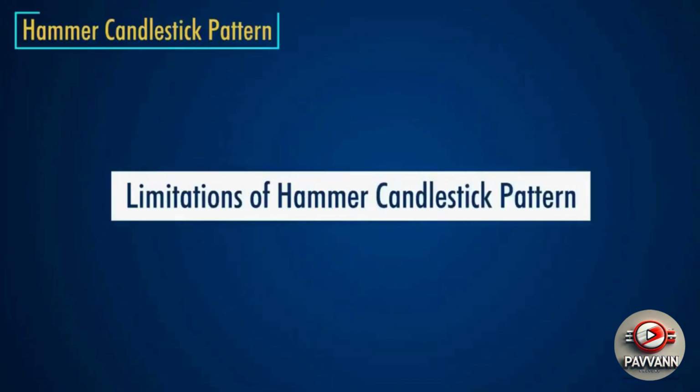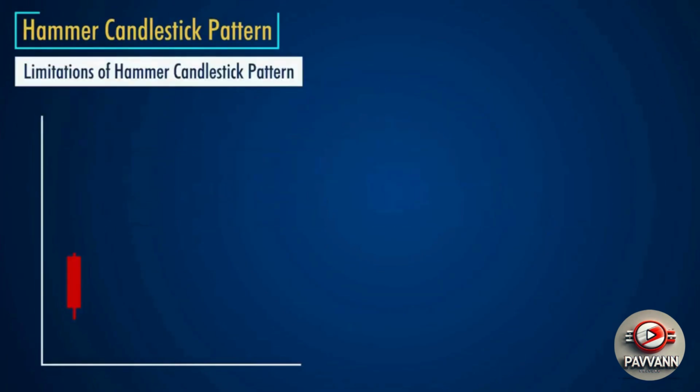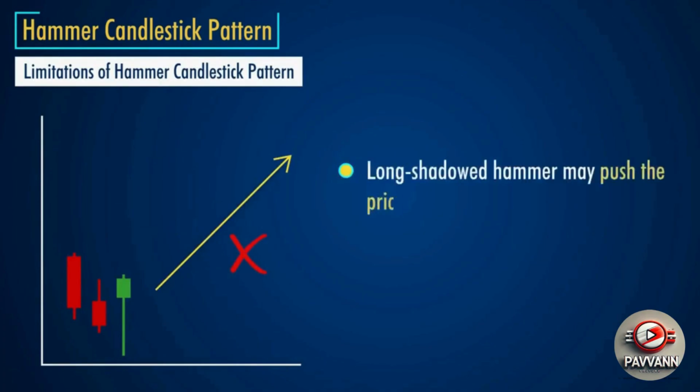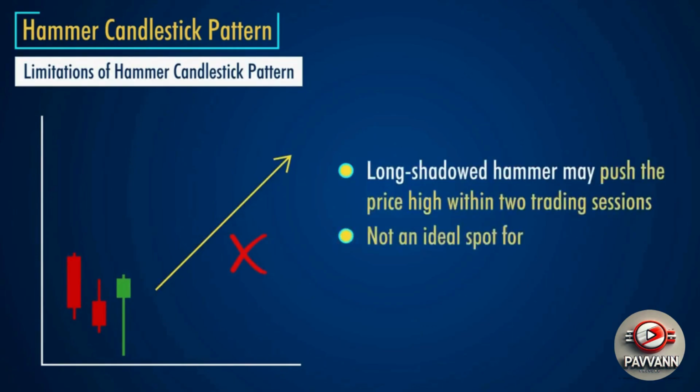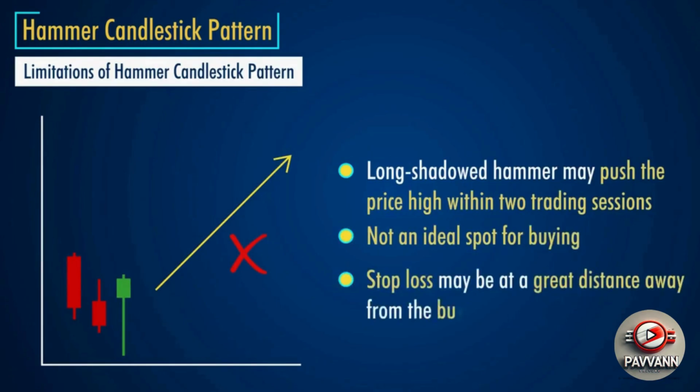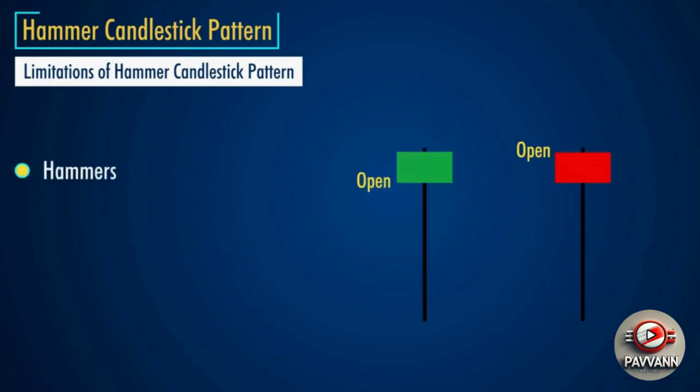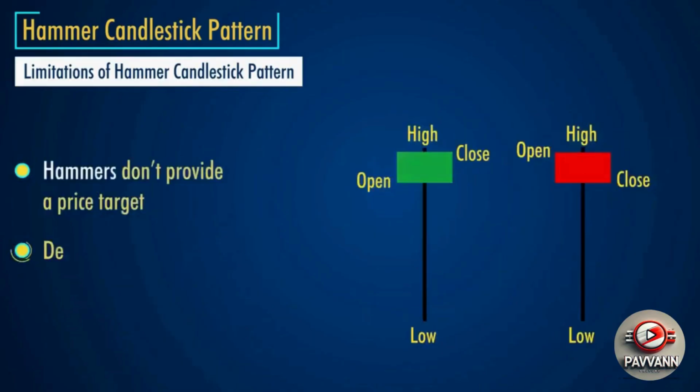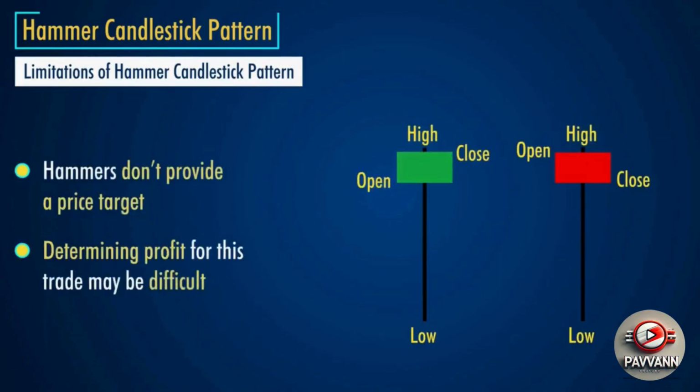Limitations of hammer candlestick pattern. There is no assurance that the price will continue to move up after the confirmation candle. A long shadowed hammer may push the price high within 2 trading sessions. This is not an ideal spot for buying, as the stop loss may be at a great distance away from the buying point. Hammers don't provide a price target, so determining profit for this trade may be difficult.